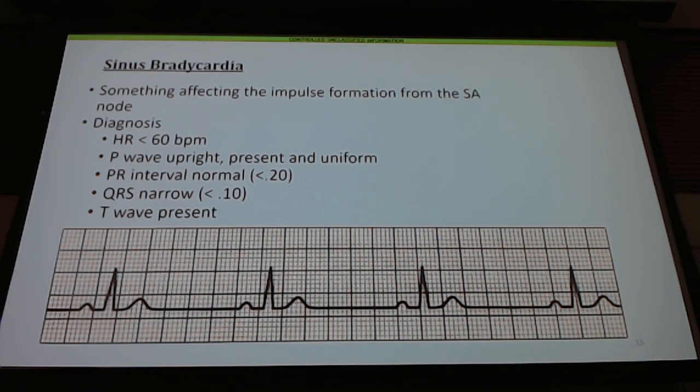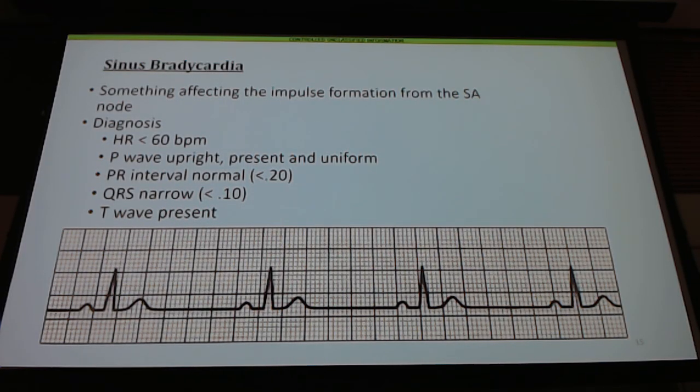So the first one is, of course, sinus bradycardia, probably the most common bradyarrhythmia that you're going to encounter. Most of you sitting in your seats right now have sinus bradycardia because your resting heart rate is less than 60. That is, of course, unless you've had 10 cups of coffee like me.